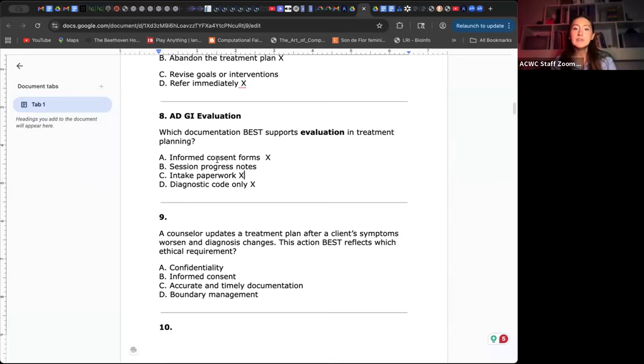Right. So even if you get to a question like this, you're like, I'm not quite sure what this is, but we know what it cannot be. We know it cannot be a diagnostic code. That would make no sense. We know it cannot be an informed consent form. That makes no sense. And the last one that made no sense is intake paperwork, because that was way back at the beginning. And now we're evaluating, which means something's been happening. So that really helped me, right?